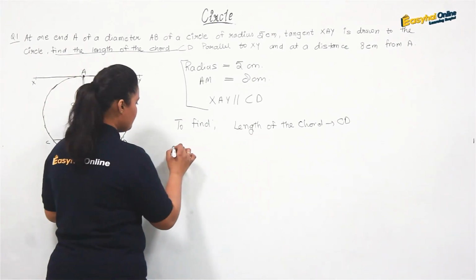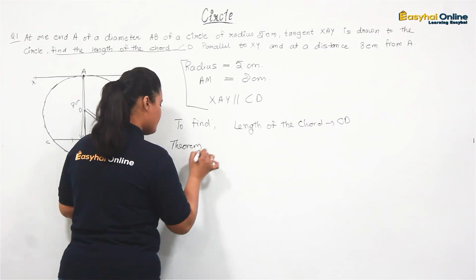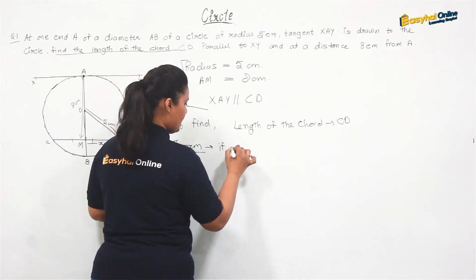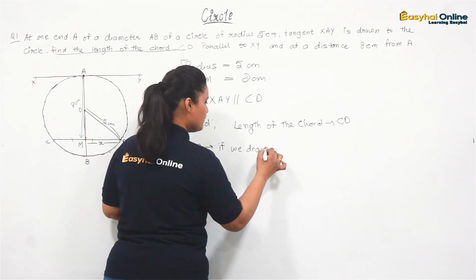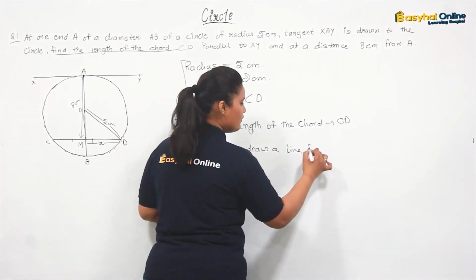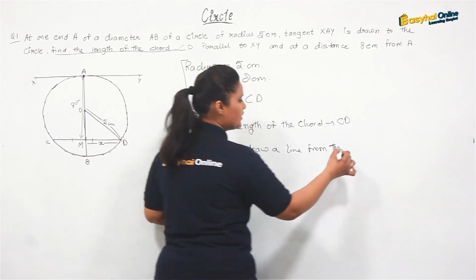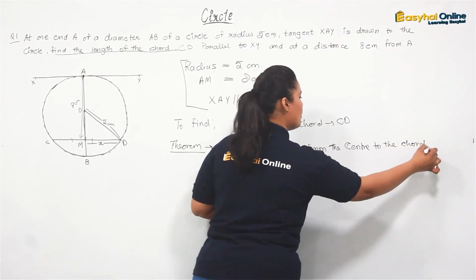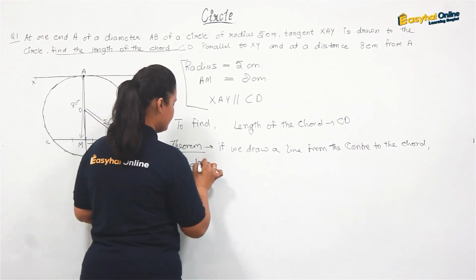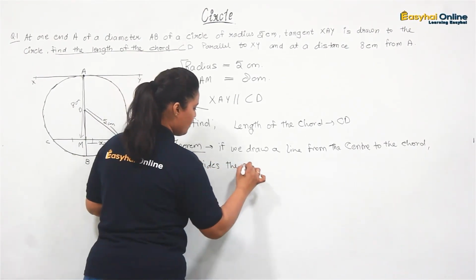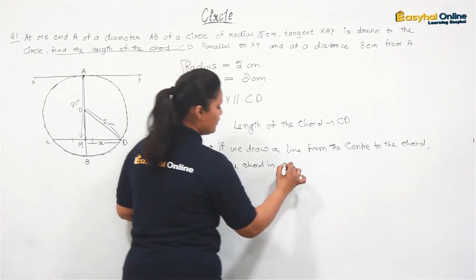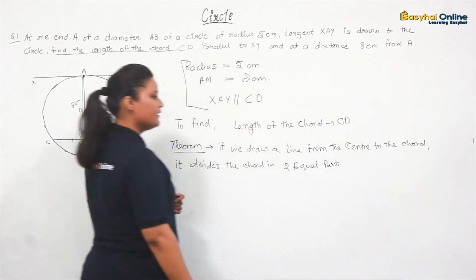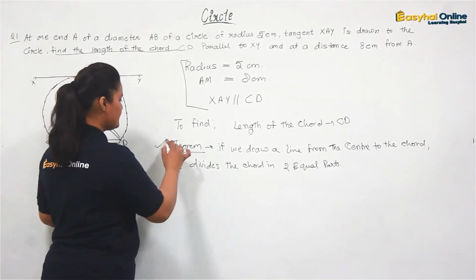Now we have to apply one theorem. What is that? If we draw a line from the center to the chord, it divides the chord in two equal parts. This is the theorem we have to use here.